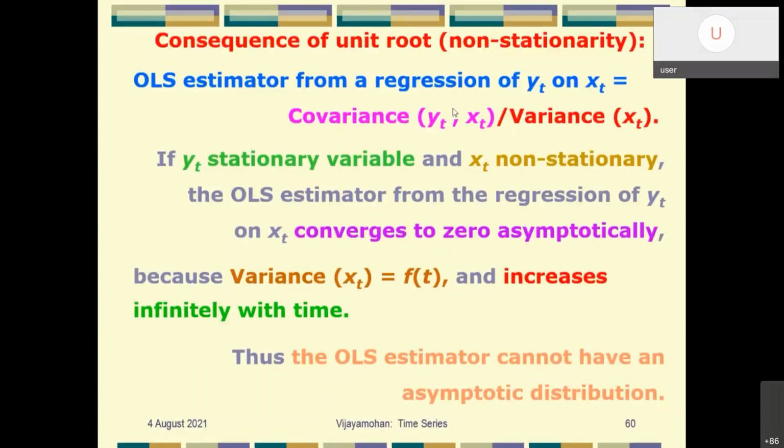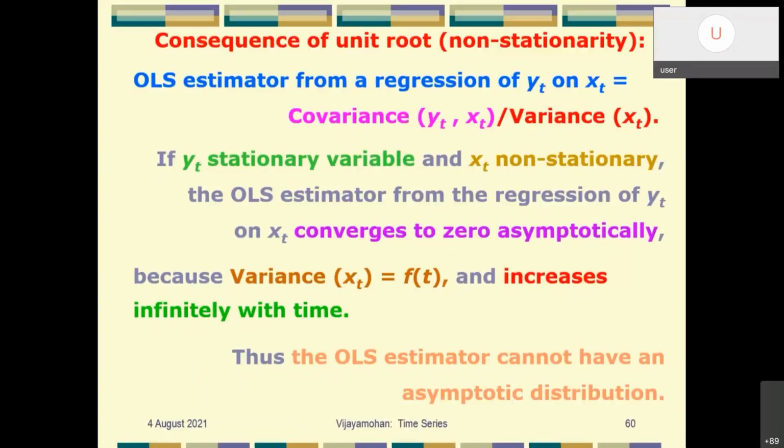And the regression coefficient will theoretically converge to 0. It cannot be considered a fixed coefficient. But in the regression framework, we need a fixed coefficient. Theoretically, this is not possible if we have a non-stationary variable in our regression. So that is why we say that the OLS estimator does not have an asymptotic distribution. Got the idea?